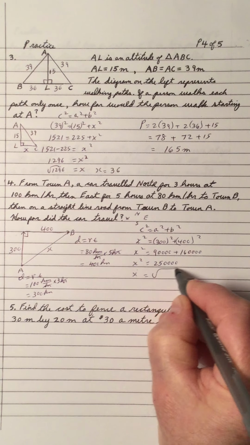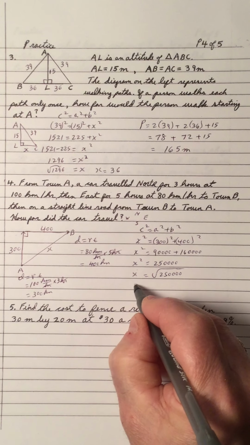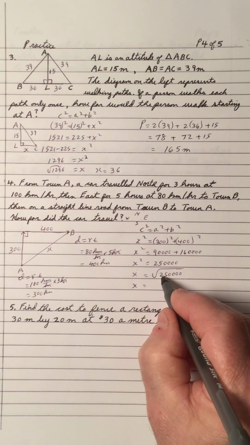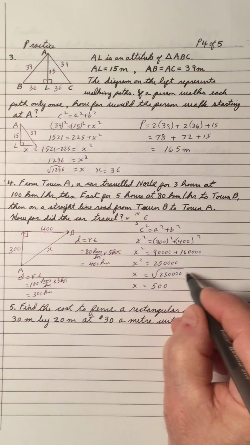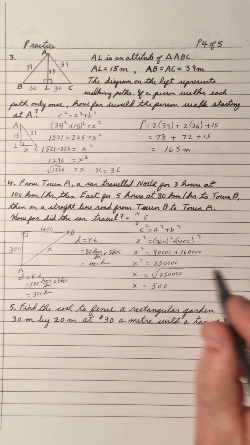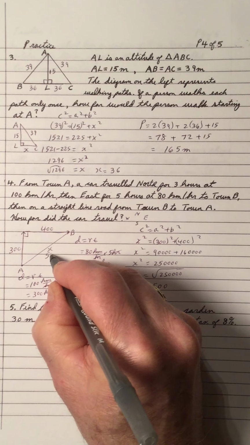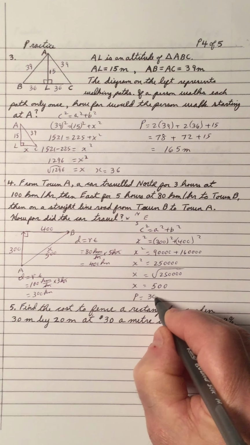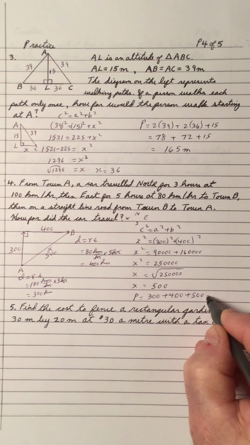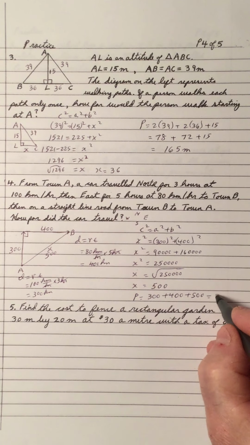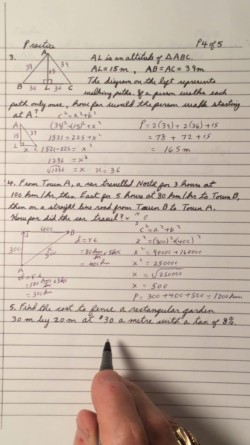And x is the square root of 25 with 4 zeros. The square root of 25 is 5. So 4 zeros, take the square root, we get 2 zeros, or you can use your calculator. And we have the perimeter is, if that's 500, how far did he travel? 300 plus 400 plus 500, and all together that's 1,200 kilometers total distance the car traveled.